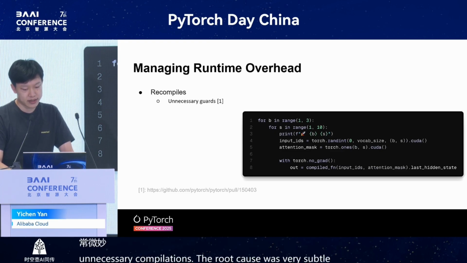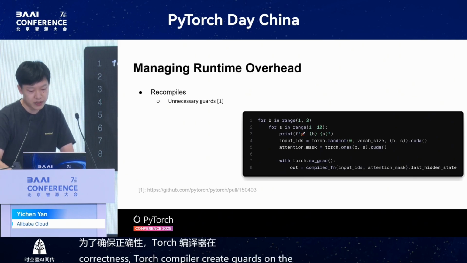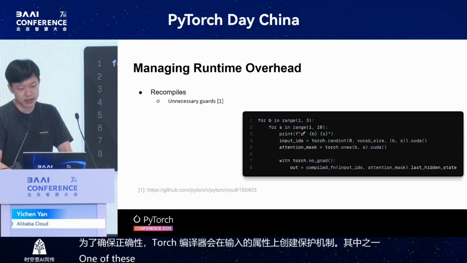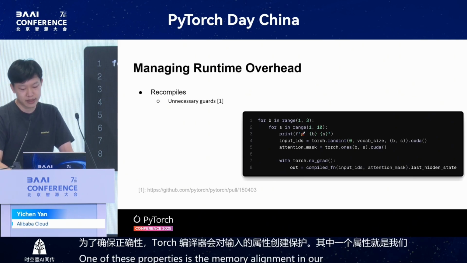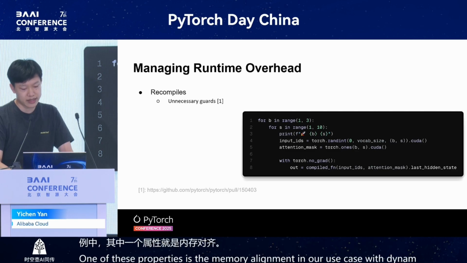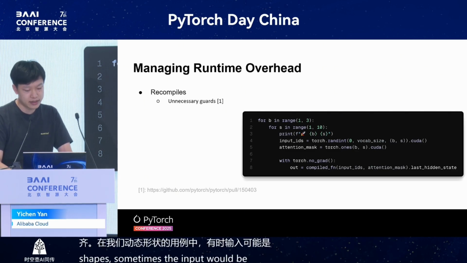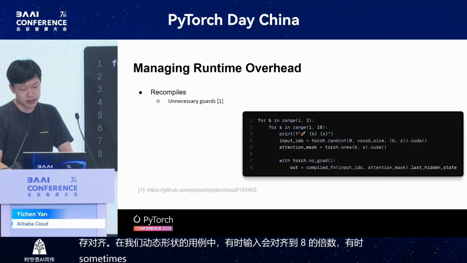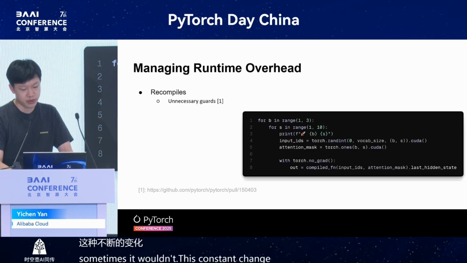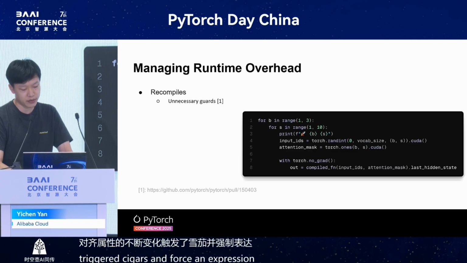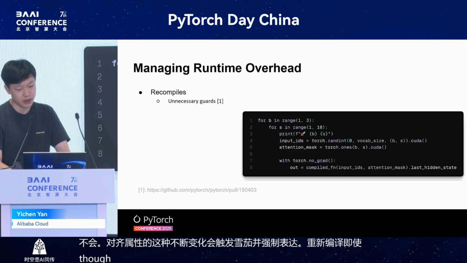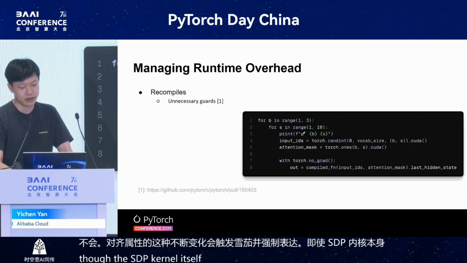To ensure correctness, torch.compile creates guards on the properties of your inputs. One of these properties is the memory alignment. In our use case with dynamic shapes, sometimes the input would be aligned to a multiple of 8, and sometimes it wouldn't. This constant change in the alignment property triggers the guards and forces a recompile, even though the SDPA kernel itself could handle either case perfectly fine.